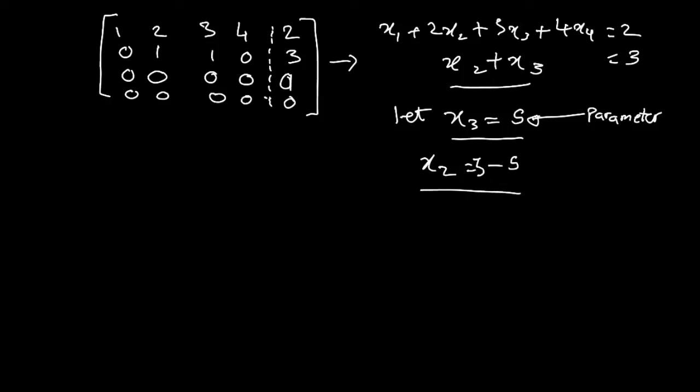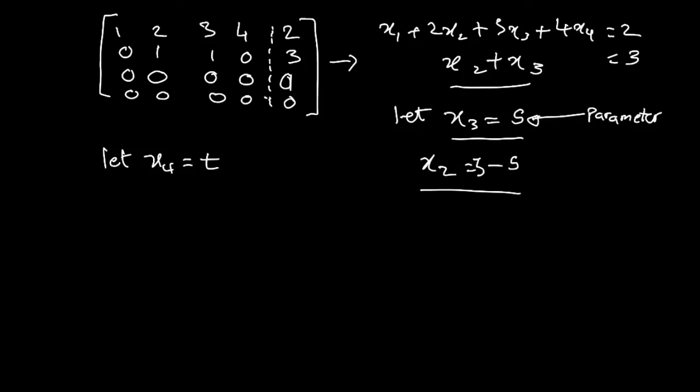Remember, s is not an unknown. s is a parameter. It is not a variable. It is a parameter, which means it can be set as a constant. So therefore, x2 is now 3 minus s. So we have got two of the values done. Now, we will have to assume other values. So what we can do here, and it's completely open, we will let x4, for instance, we can let that equal t.